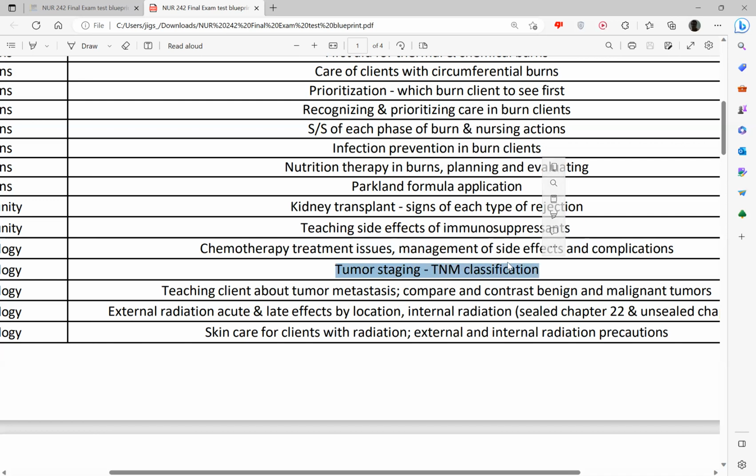TNM, tumor staging. You're good with this, right? You're comfortable? I had a high percentage for this question. It's the same question you had in exam 2 for TNM. No, was it exam 3? It was the same exact question, word for word, with different numbers.